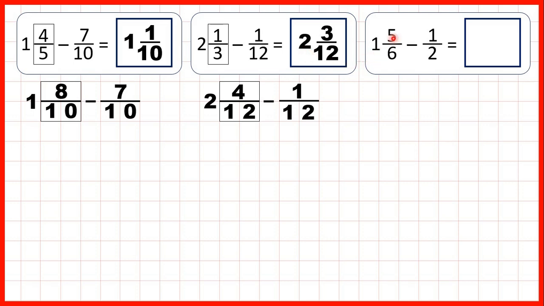Finally, we have 1 5/6 minus 1/2. This time it's the fraction we're subtracting that we need to change. 6 is in the 2 times table, so instead of subtracting 1/2, we can subtract 3/6. That's equivalent because 2 times 3 is 6 and 1 times 3 is 3. So now 5/6 minus 3/6 is 2/6, and we still have 1 whole because we're not subtracting anything. So our answer is 1 2/6.